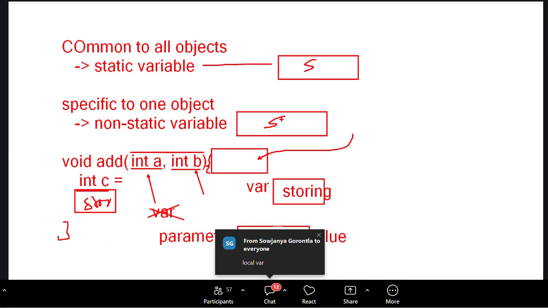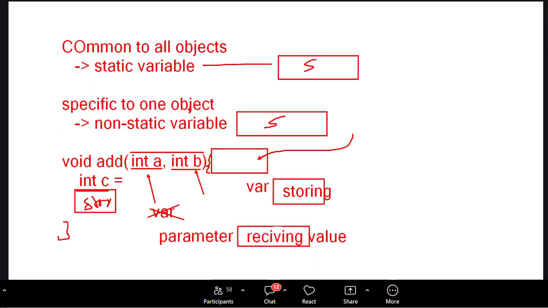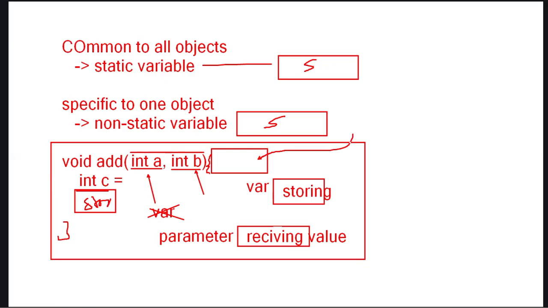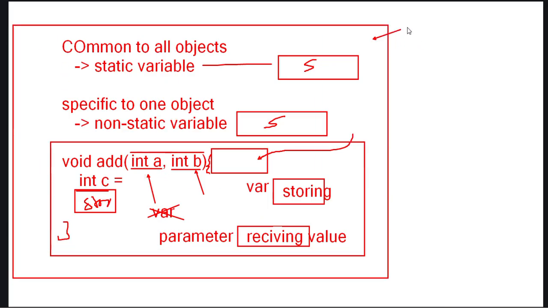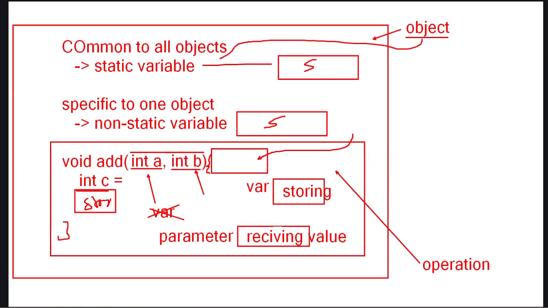Storing. Then what is the difference between static variable, non-static variable and local variable? Static and non-static variables will store object value. Local variable will store operation value. So class represents what? Object. And method represents what? Operation. Okay. Now I want to store object value, a common value, then use static variable. I want to store object value specific to one object, then I have to use what? Non-static variable.